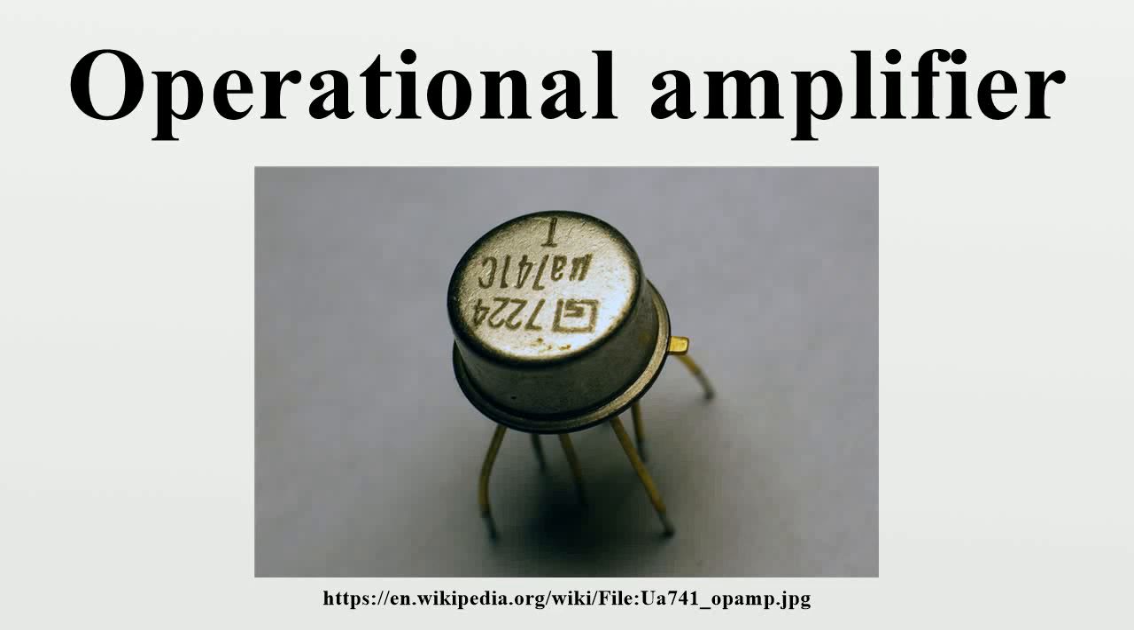An operational amplifier is a DC-coupled high-gain electronic voltage amplifier with a differential input and, usually, a single-ended output. In this configuration, an op-amp produces an output potential that is typically hundreds to thousands of times larger than the potential difference between its input terminals.